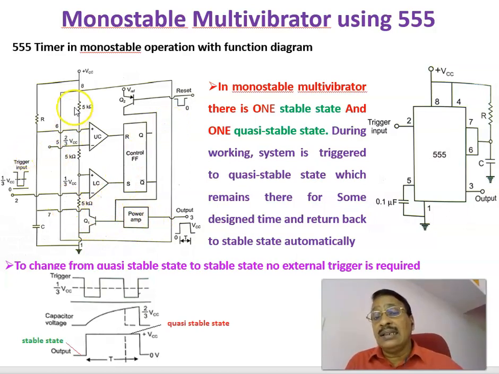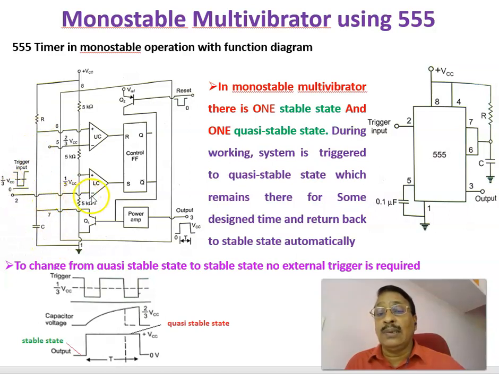Here, externally you are connecting a resistance R, that is connected between VCC and the pin number. Of course, here 7 and 6 are shorted. To that pin you are connecting the R, and from that shorted point you are connecting a capacitor between that point and ground. Therefore, you are externally connecting R and C.